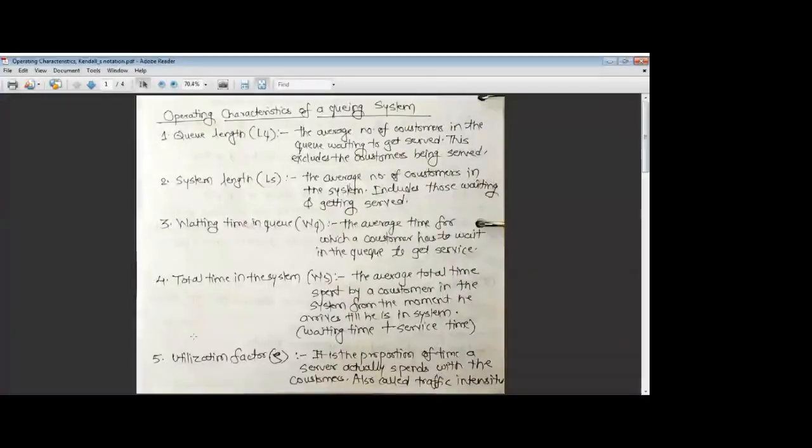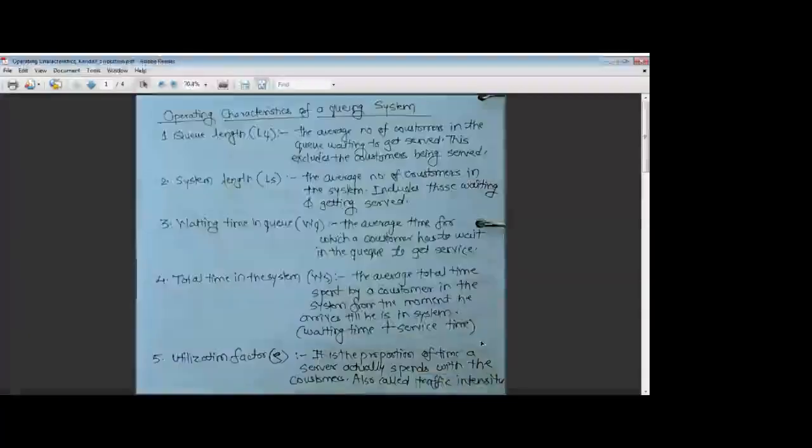Next is the utilization factor. It is denoted by rho. It is the proportion of time that the server actually spends with a customer. It is also called the traffic intensity. So it is the proportion of the time that a server actually spends with the customer, and it is also said to be the traffic intensity.